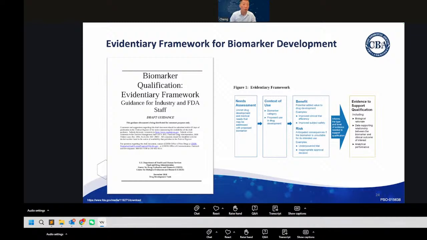And of course, for the biomarker, the particular one is a novel biomarker. You need to ensure very strong evidence is collected to support the development and also the validation of the biomarker. So FDA does have a very good guidance document, the Biomarker Qualification Program. In here, it does provide guidance regarding what kind of evidence is needed to support the use of a biomarker.